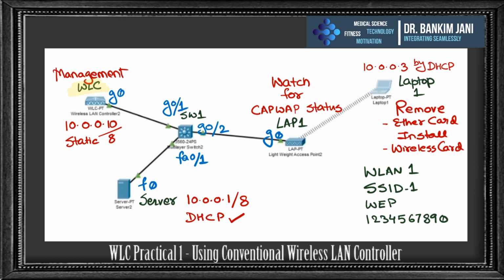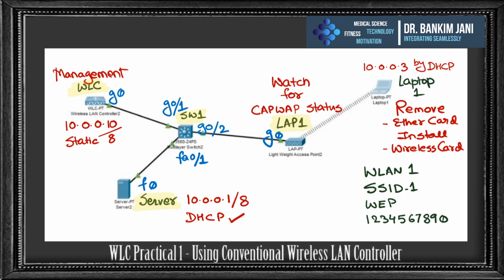Now over here we'll be using WLC, wireless LAN controller, which is a conventional WLAN controller. That means we won't be requiring admin PC to configure it. We'll be using a server which will be acting as a DHCP server with an IP address of 10.0.0.1/8. There will be a switch which will be acting as a central point, and there is an access point which will be configured by the wireless LAN controller.